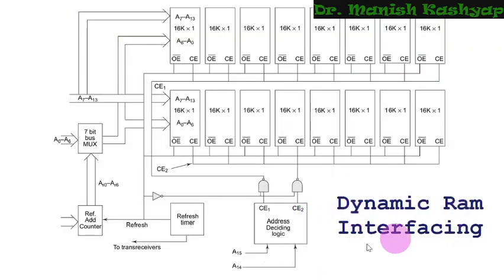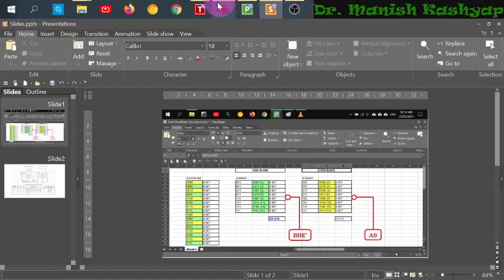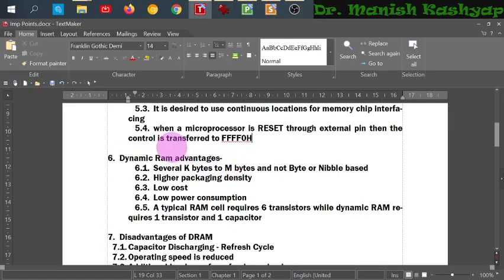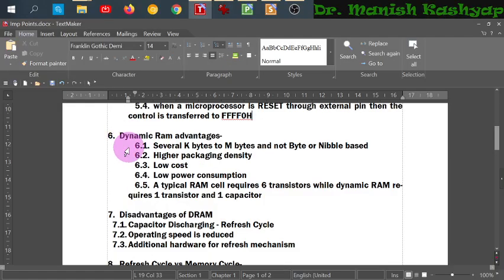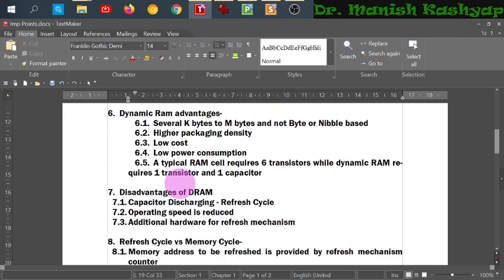Now let us talk about dynamic RAM interfacing. Before we talk about dynamic RAM interfacing, let me make some important points about this dynamic RAM. Dynamic RAM is actually different in construction as compared to the static RAM that we have. In static RAM, a typical RAM cell will require 6 transistors, right? If it is a static RAM, while dynamic RAM requires 1 capacitor and 1 transistor.